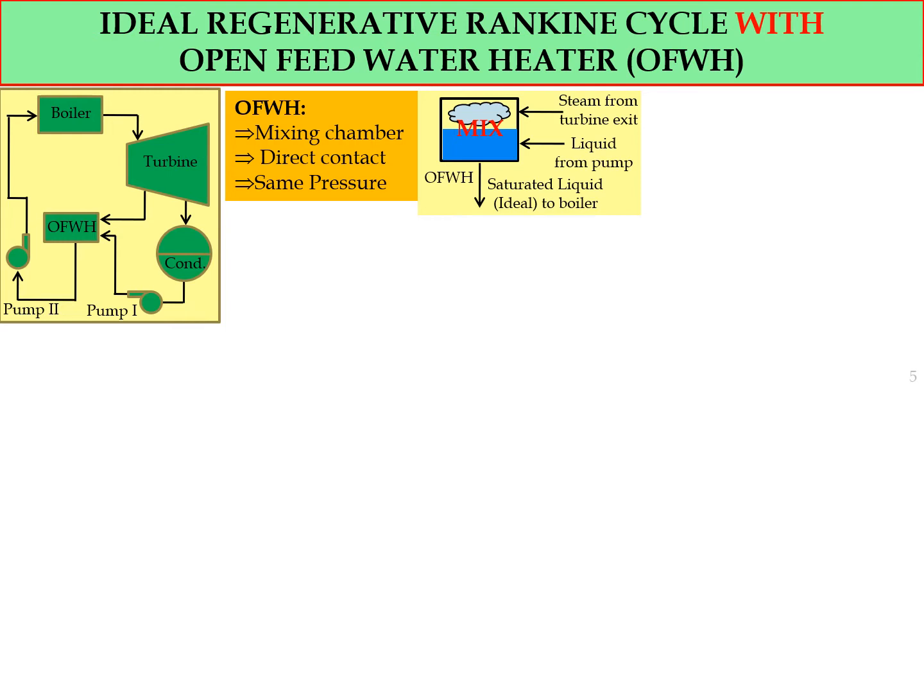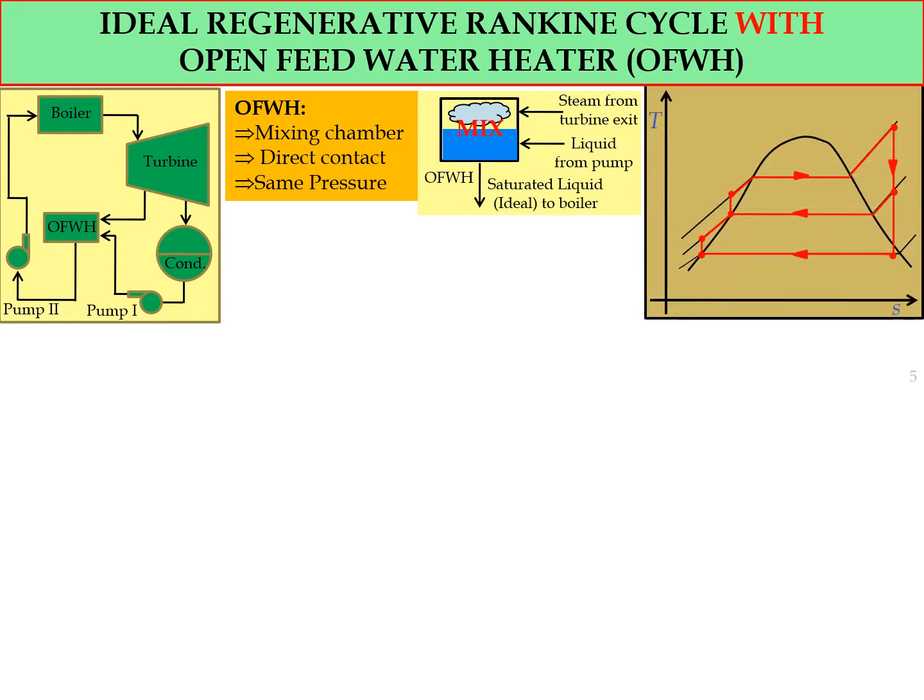So the steam from the turbine exit, bleeding at here, which is the bleeding of the turbine, and liquid from the pump here will be mixed in this open feed water heater, which is a mixing chamber, and the output of it is saturated liquid, ideal to boiler. Okay, so now we look into the TS diagram.